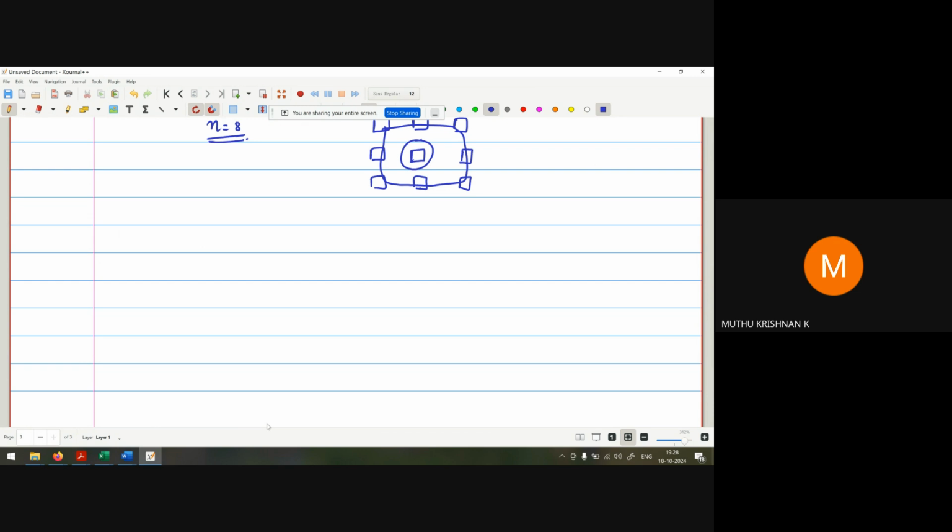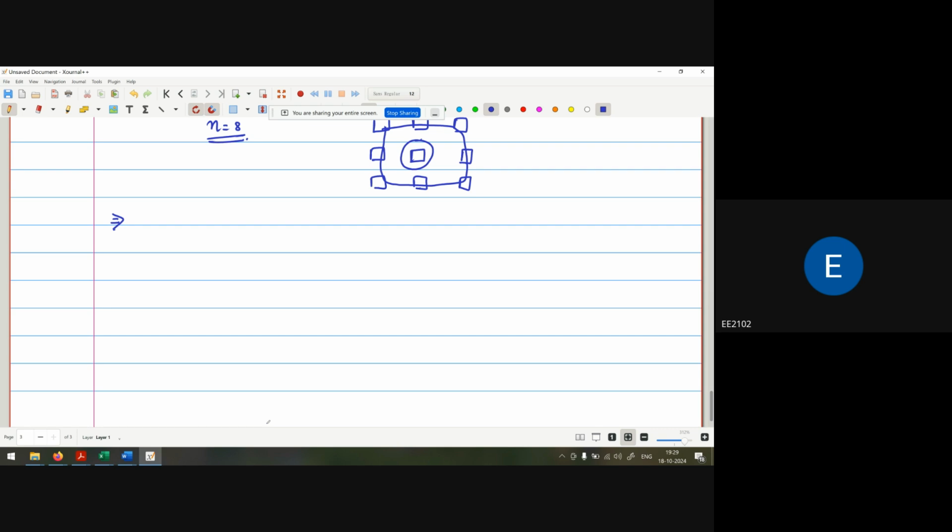Sir, the Schmitt trigger is a comparator with hysteresis, right? A comparator with hysteresis. And why is this hysteresis required? To avoid noise in the input, to avoid the amplification of the noise.